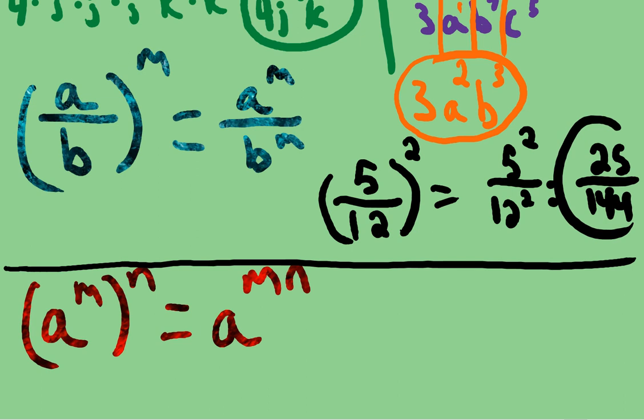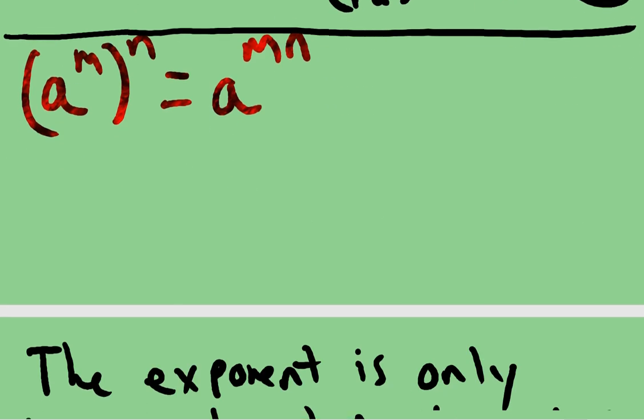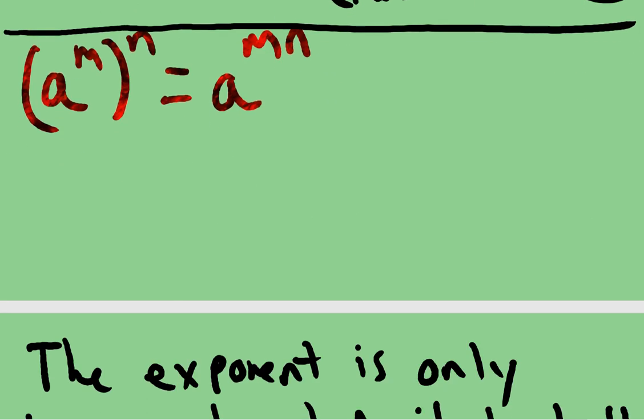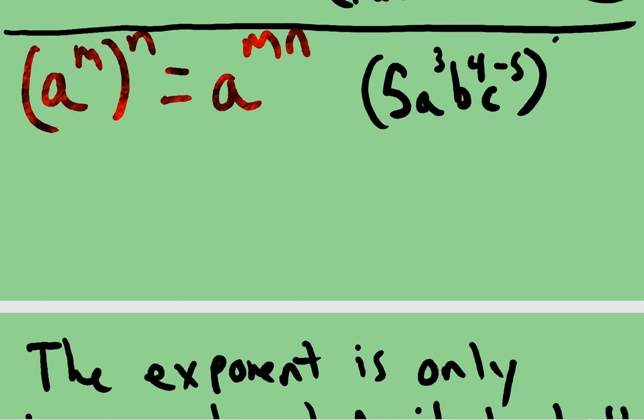A to the m, all raised to the n. This is power to a power. One thing that you need to remember here is that everything inside the parentheses gets an exponent. If it's a number, a variable, a car, a piggy, you're going to put an exponent with it, and it's an understood one. So you got a to the m, all raised to the n power. Check this out. 5a to the third, b to the fourth, c to the negative 5, and we're going to square that whole thing.